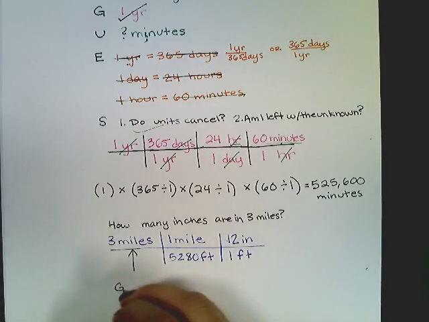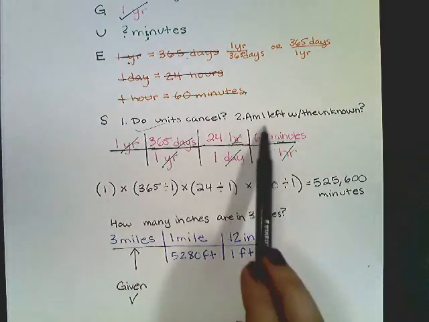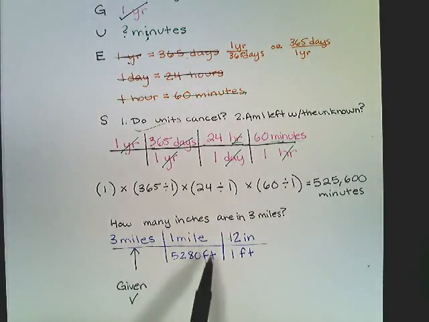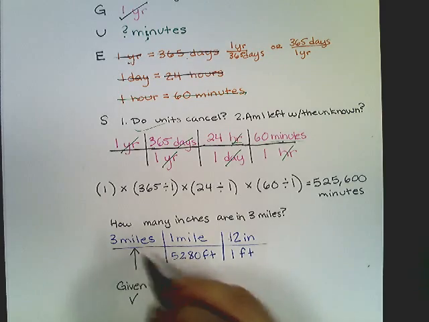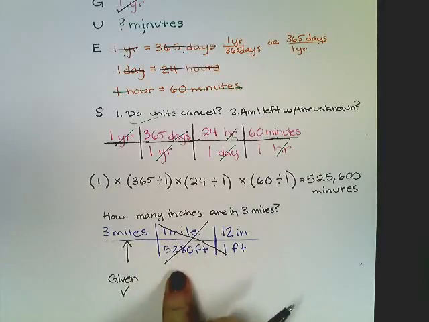Now, my first term, my given, this term is correct. Let's go through and look to see if we can answer our 2 questions. Do units cancel? Am I left with the unknown? So starting with units canceling, miles, feet. Do units cancel? No. So this tells me I have the incorrect setup, and I cannot use this setup. Let's look at another one.